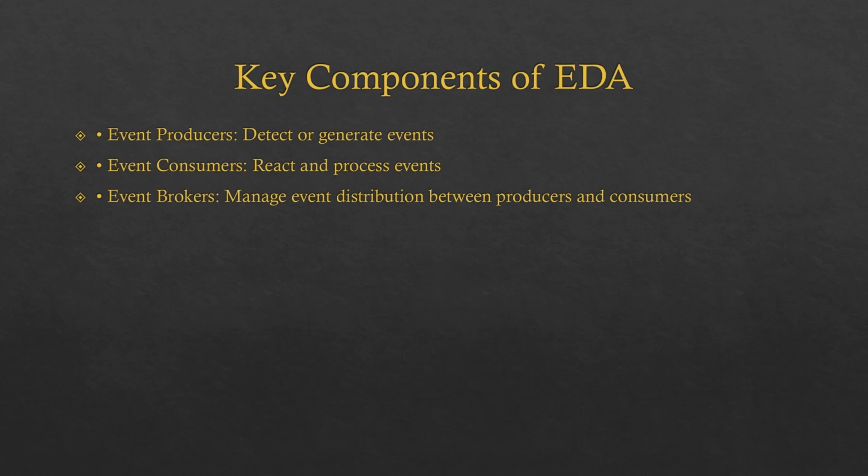Event brokers. Brokers like Kafka or RabbitMQ distribute events from producers to consumers, enabling seamless communication between different components.